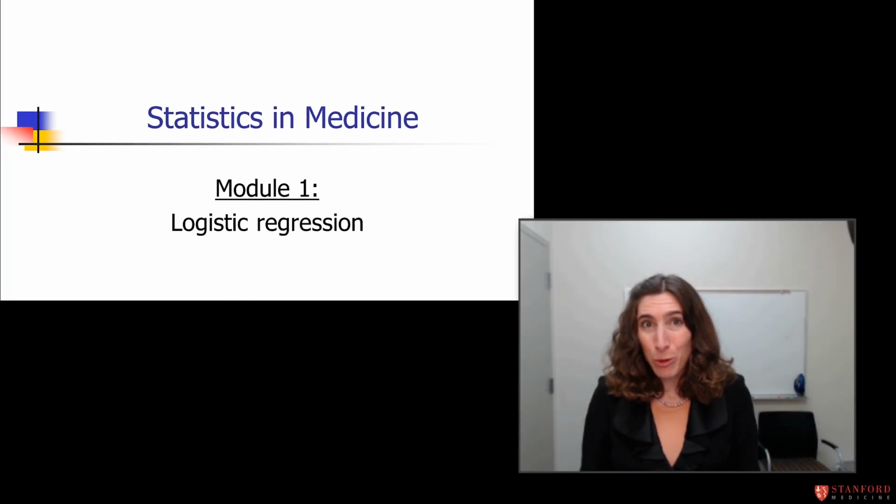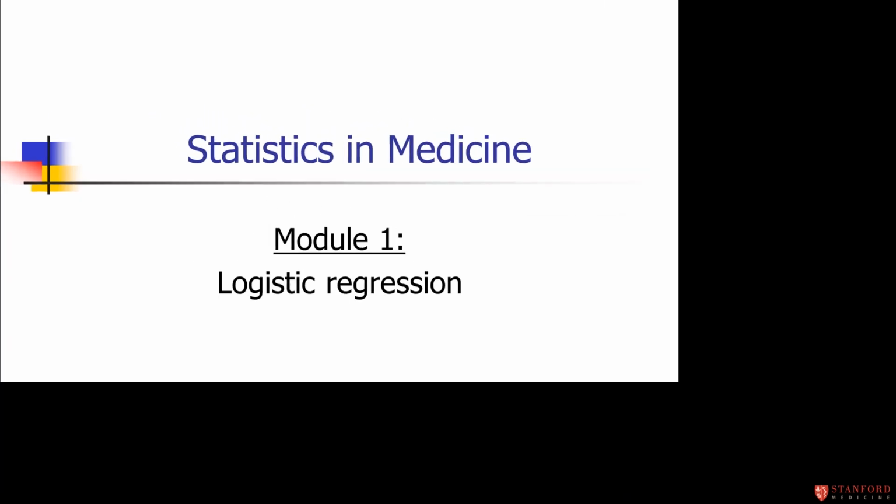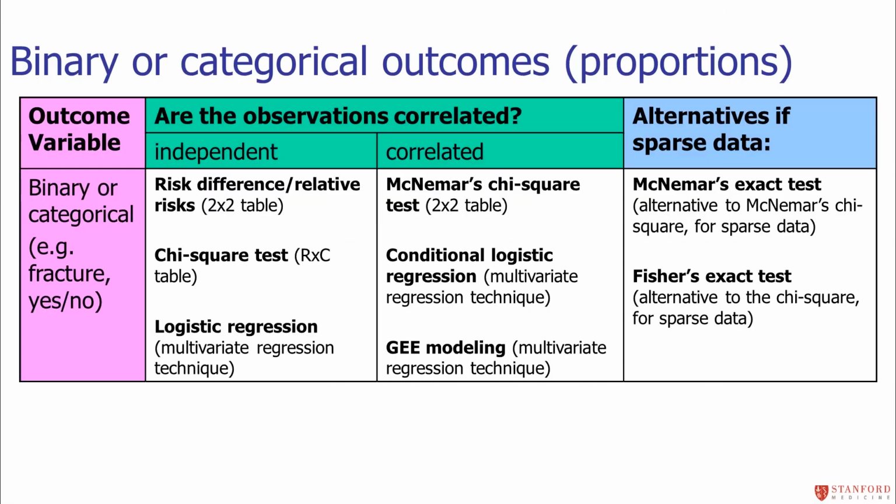In this next module, we're going to dive right into the logistic regression model. We've talked about when you have binary or categorical outcomes, that is when you're looking at proportions. We've talked about some statistical tests you can use when you don't want to adjust for anything. So this is like the risk difference, relative risk, the chi-square test, McNemar's chi-square test. So we talked about those.